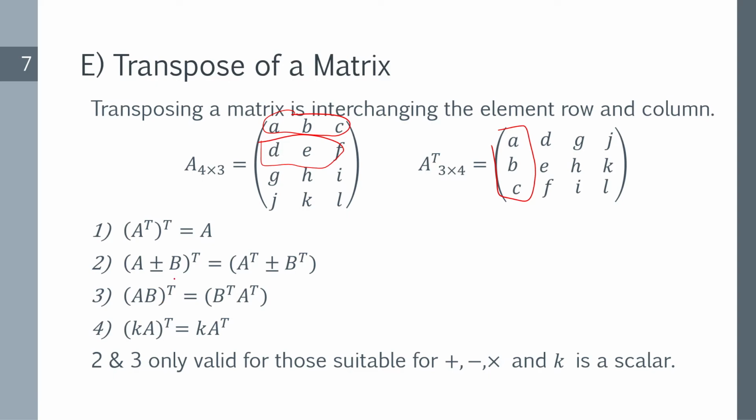If you have ABT, you multiply and then transpose, it's not ATBT. It's BTAT. They already changed the sequence. And for the scalar, it doesn't matter, because a scalar is 1 by 1, so how you rearrange it will also be the same.